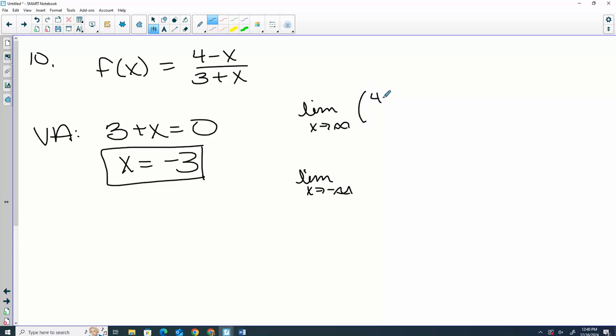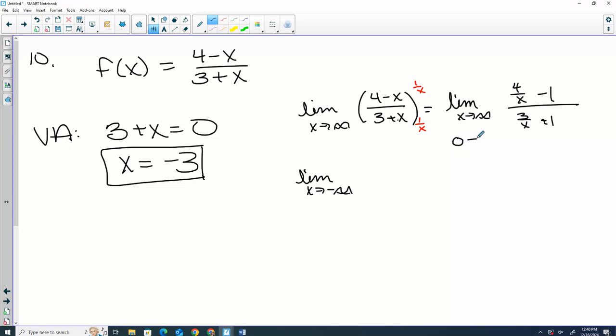So, if I plug this in, 4 minus infinity over 3 plus infinity, I don't know what that does. But we could take everything times 1 over the highest power of x. So our trick from last time. So that would give me 4 over x minus 1, over 3 over x plus 1. So now if you plug in infinity, 4 over infinity is going to 0, minus 1 over 0 plus 1, and we get -1. You do the same thing for the negative side, and what happens? Same thing.